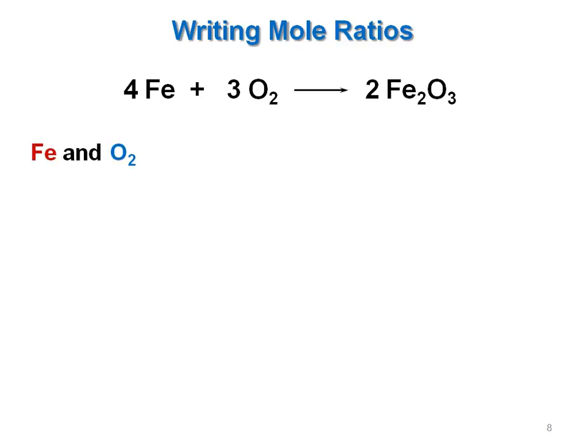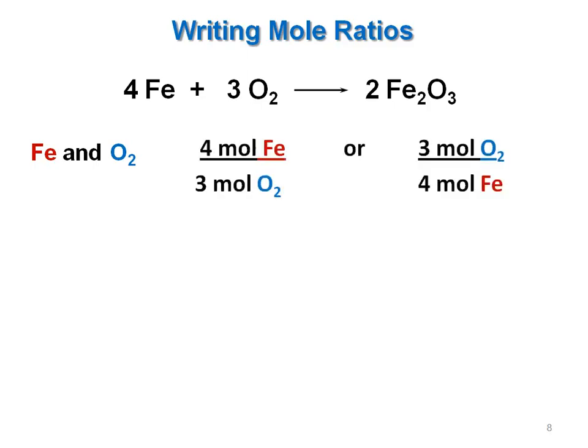So one of these might be between iron and oxygen. The ratio between iron and oxygen is 4 to 3. 4 moles of iron to 3 moles of oxygen, or 3 moles of oxygen to 4 moles of iron. These two both equal each other, and this is always equal to this for this balanced equation. So this to this is a conversion factor that is true for that balanced equation, and will always be true for that balanced equation.